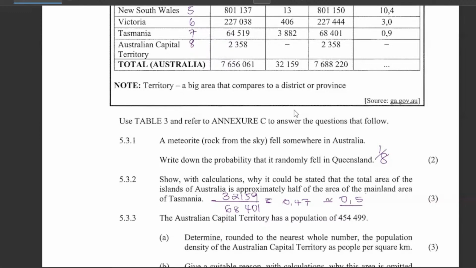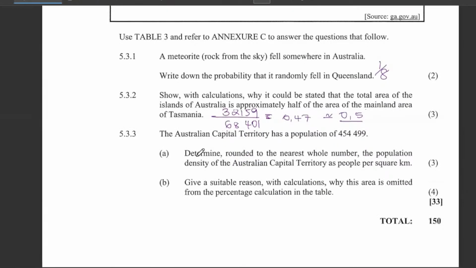Using calculations it could be stated that the area of the islands is approximately a half. So this is all you have to do. 5.3.3, the Australian Capital Territory has a population of 454,499. Determine, rounded to the nearest whole number, the population density of the Australian Capital Territory as people per what? Per square kilometer.